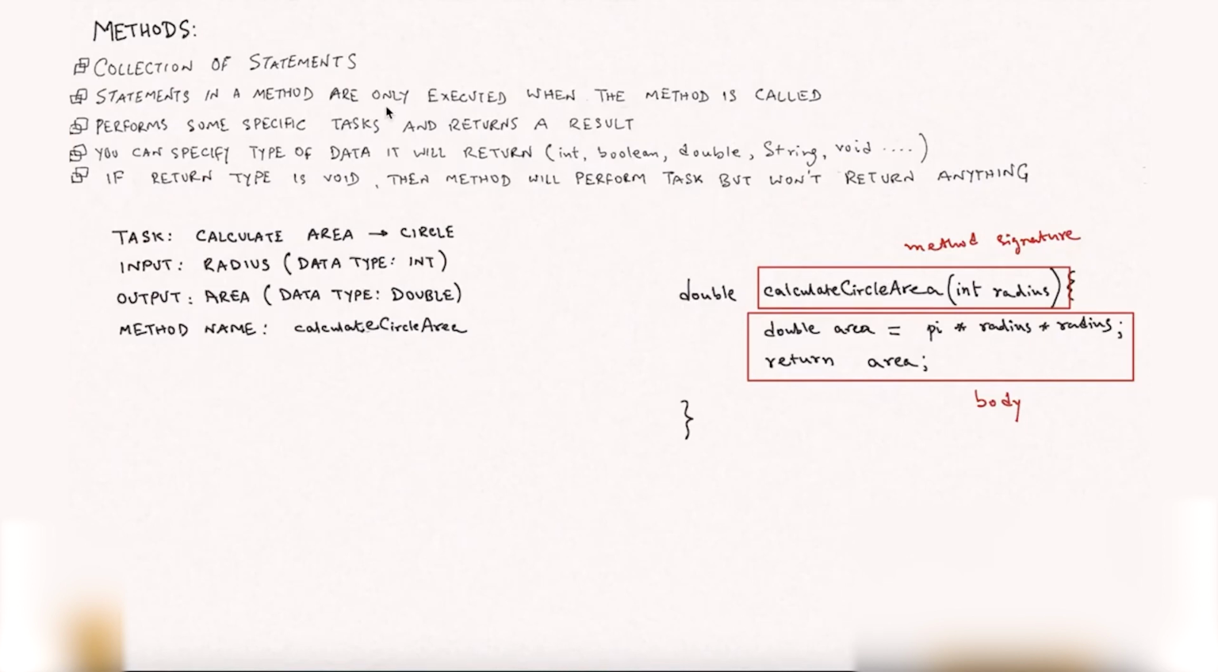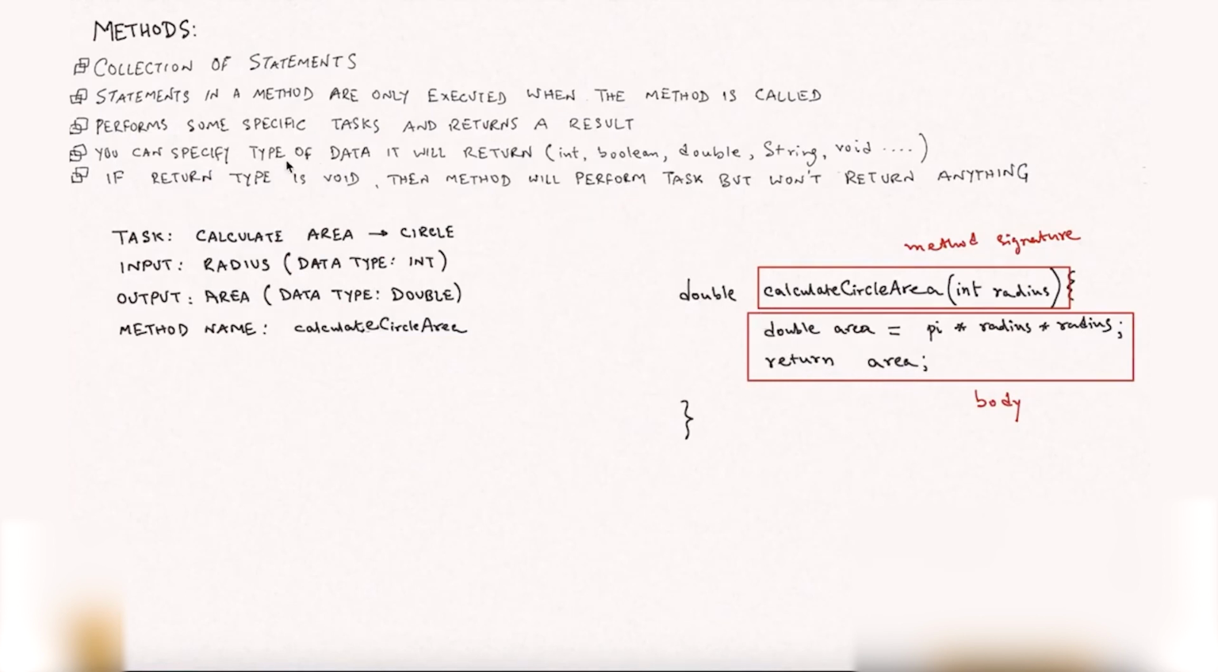Now, when we're tying it back to this part, we've understood that this is a collection of statements in the body of the method. You see, these statements are only executed when the method is called. So when you write this whole thing in your code, this will not be executed. This part will only be executed when this method is called using the method signature. And we'll see examples of that when we are coding. It performs some specific tasks and returns a result. So this is the specific task that it performs. It multiplies radius with radius and pi, and then it returns a result. It returns this area as a result.